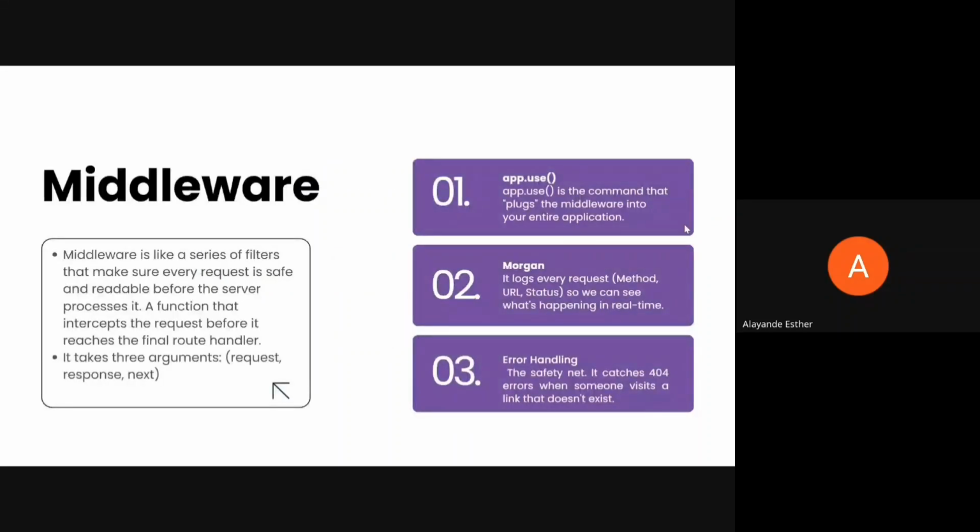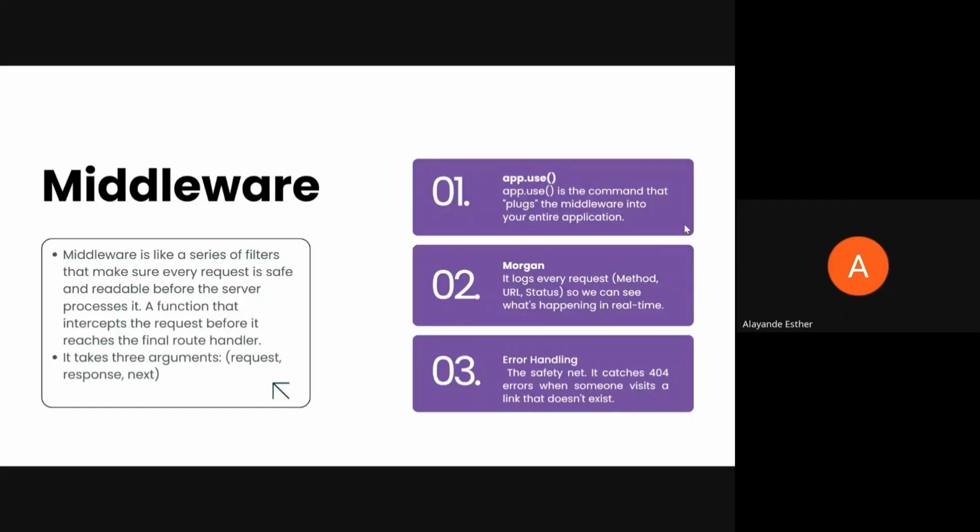So I've learned middleware, and it's like a series of filters that make sure that every request that is sent is safe and readable before the server processes it. There is a request and response cycle in which the client speaks to the server, and middleware is basically like a security function which makes sure that every request that is sent is safe and readable before it is processed by the server. It takes majorly three arguments: the request, the response, and also the next.